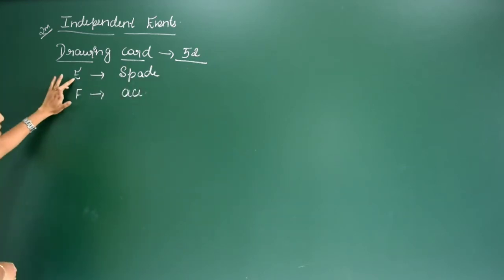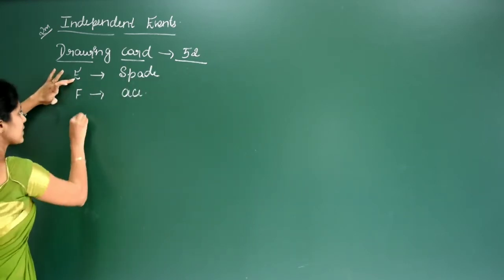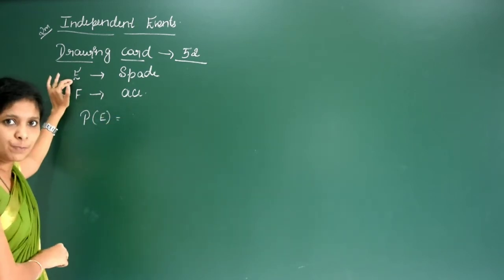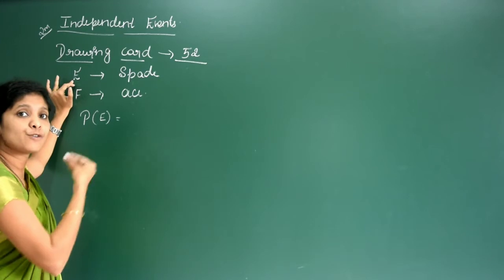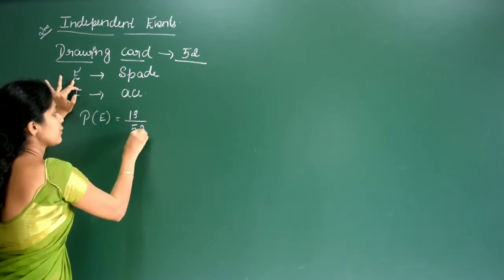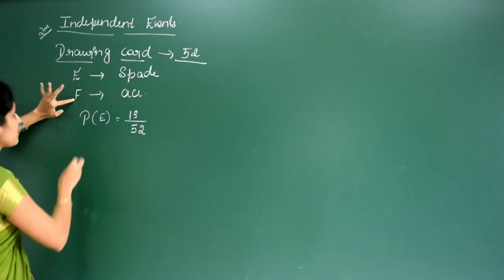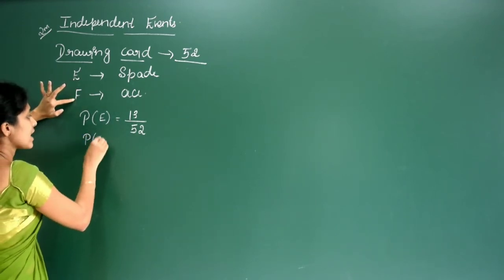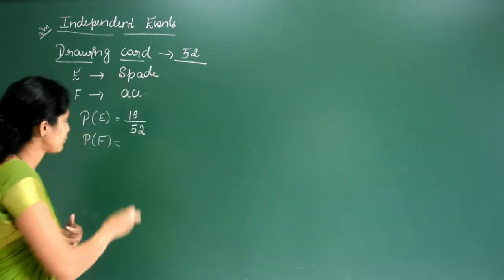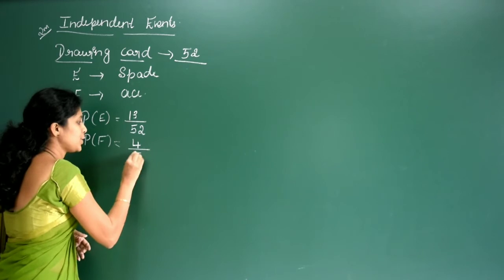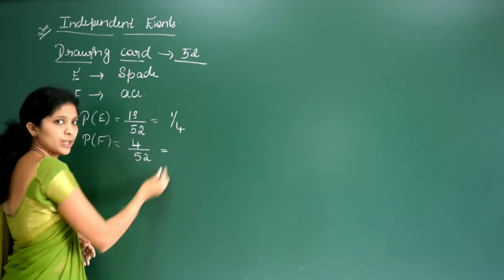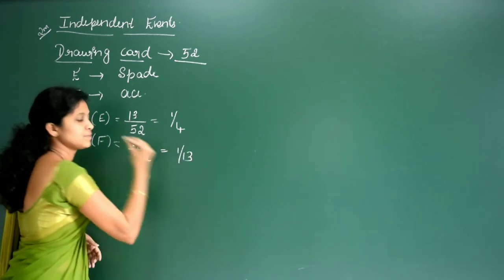Right? Now, can you see what is the probability of E? How many spades are there in those 52 cards? Total 13 spades will be there, right? So the probability of spade will be 13 out of 52. So probability of E will be 13 by 52. Probability of F, how many aces are there? In that total 4 aces will be there, right? So the probability of F will be 4 by 52. So this one I can write as 1 by 13.